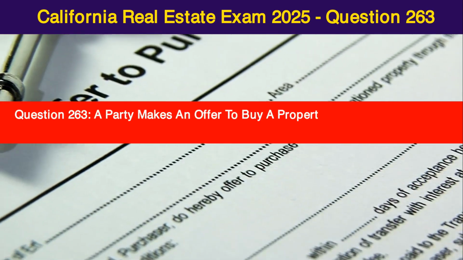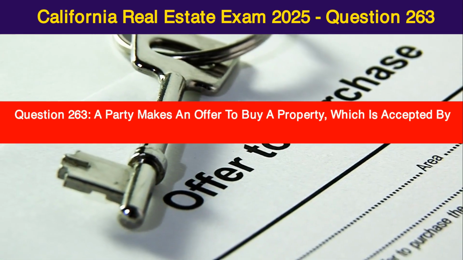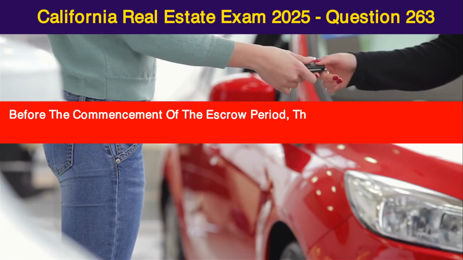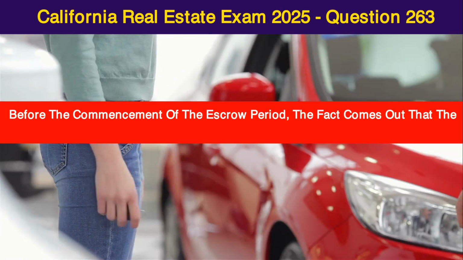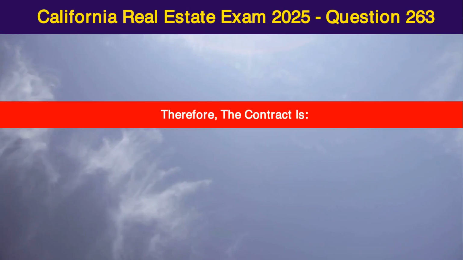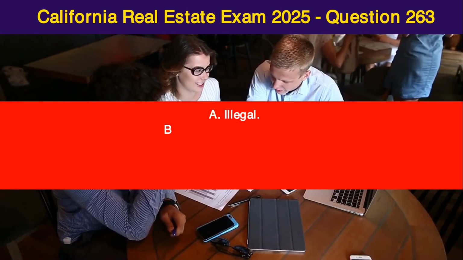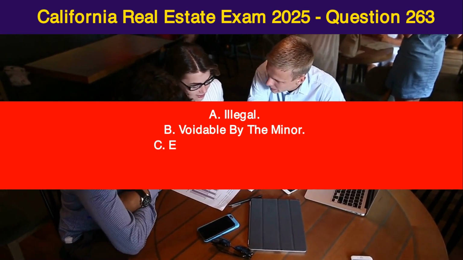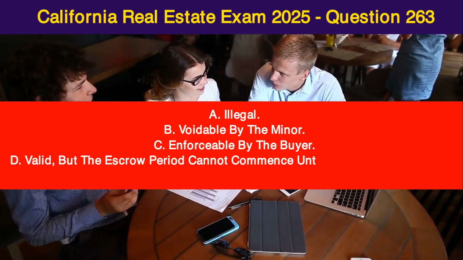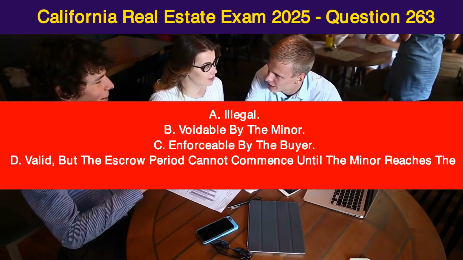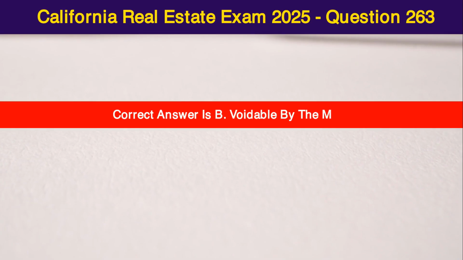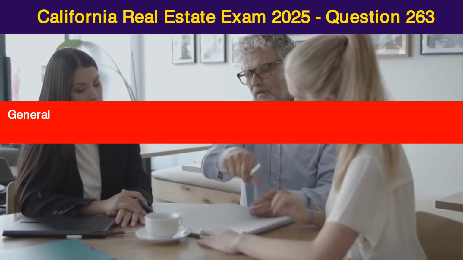Question 263. A party makes an offer to buy a property, which is accepted by the owner. Before the commencement of the escrow period, the fact comes out that the seller is a single minor. Therefore, the contract is A. Illegal, B. Voidable by the minor, C. Enforceable by the buyer, D. Valid, but the escrow period cannot commence until the minor reaches the age of 18. Correct answer is B. Voidable by the minor.